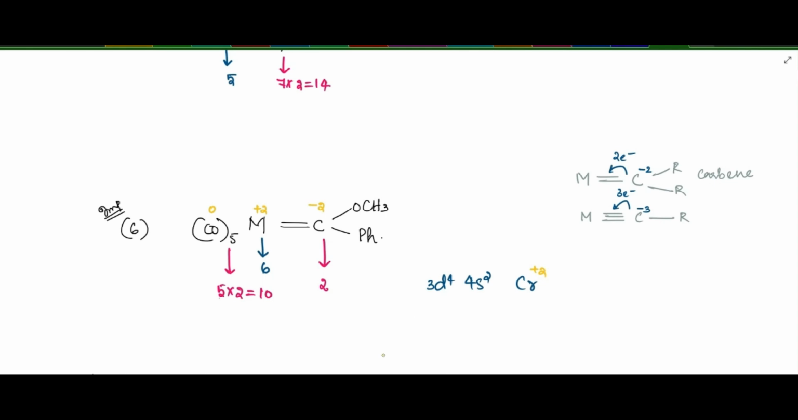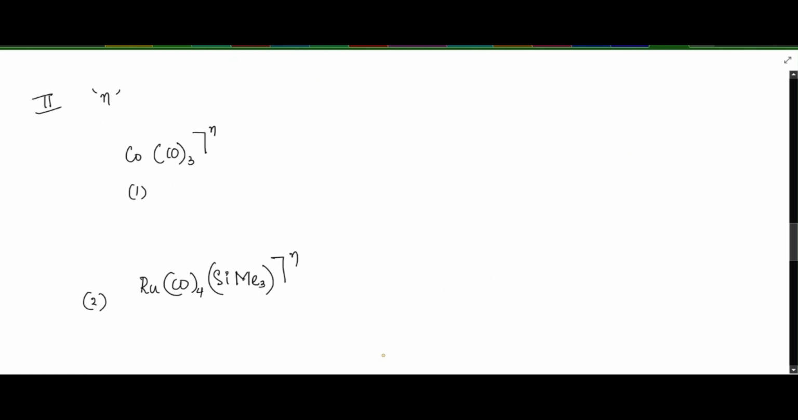Okay, now let's go to the next type of question where you need to find the charge of the complex. Here they have already mentioned which metal is there. Again using the 18 electron rule as a guide, you have to find what is the charge of the complex. I will show one and you can do the remaining.